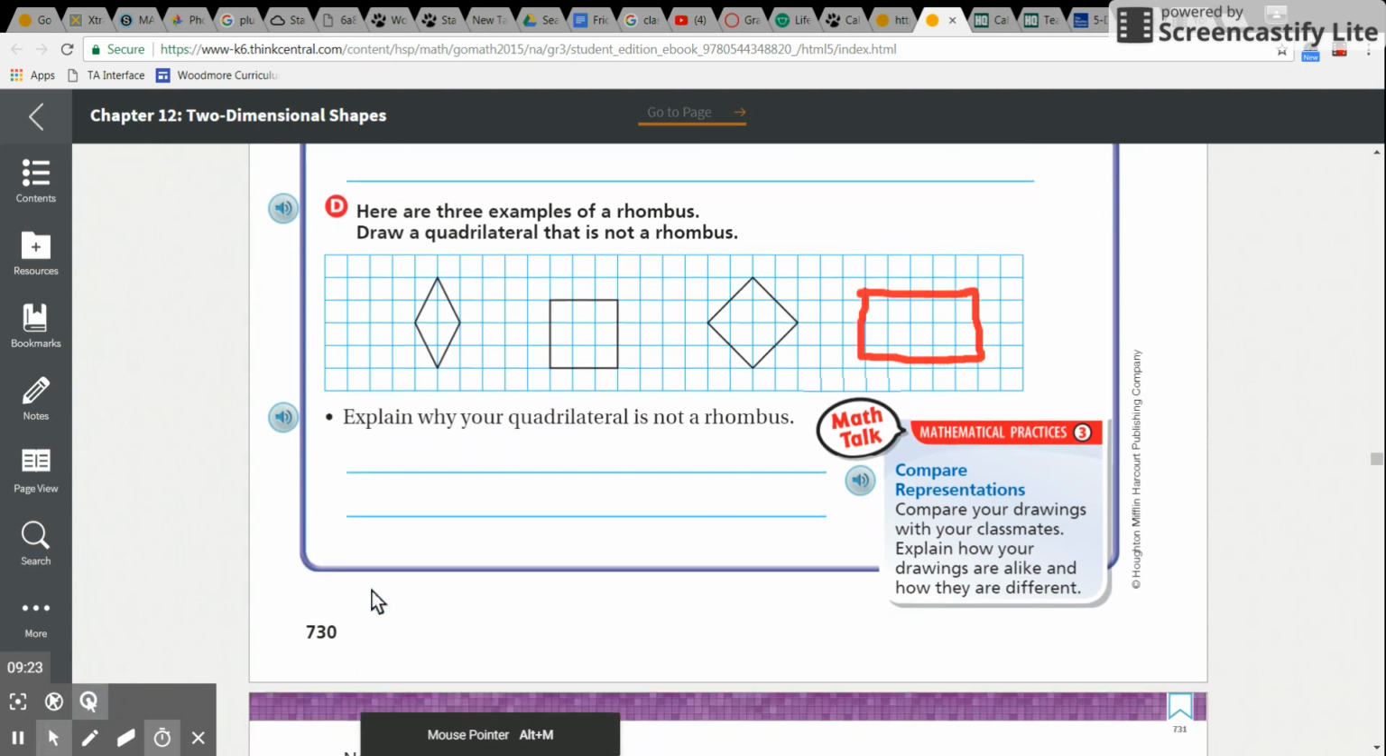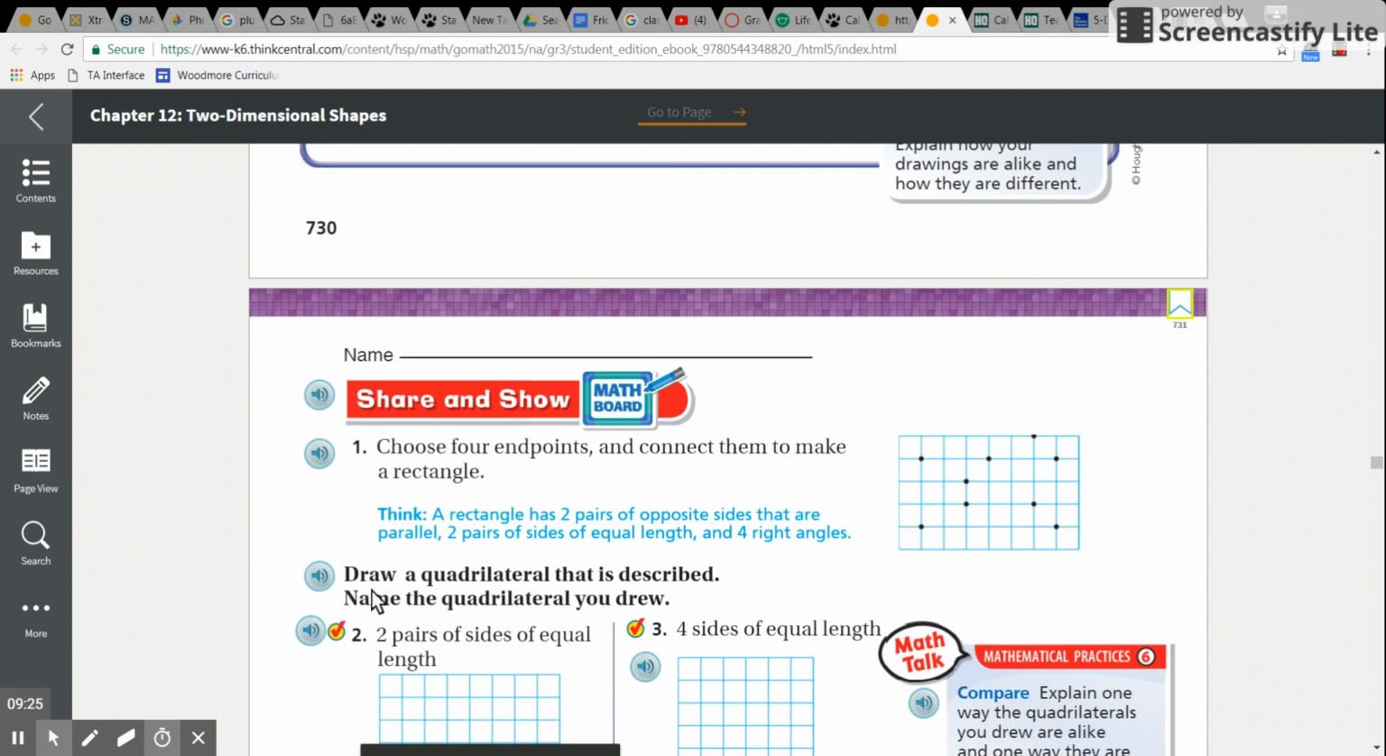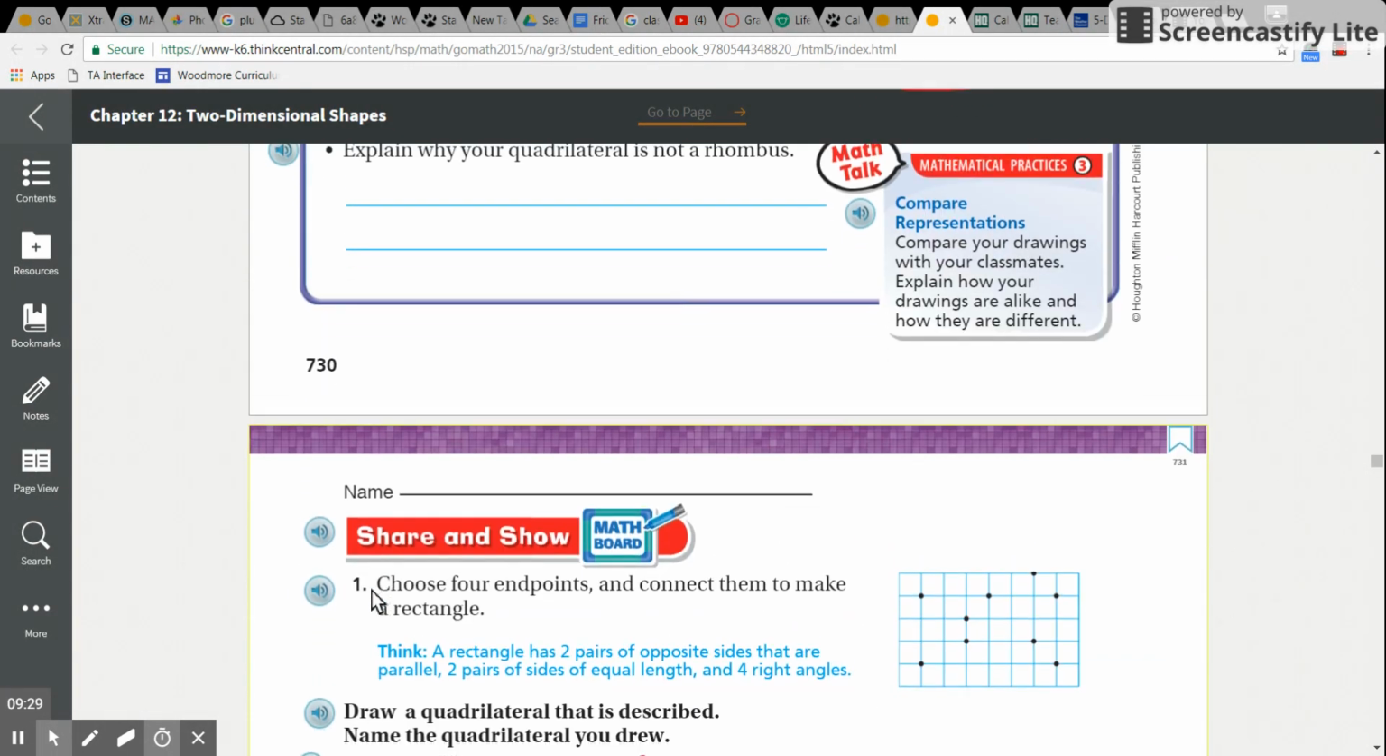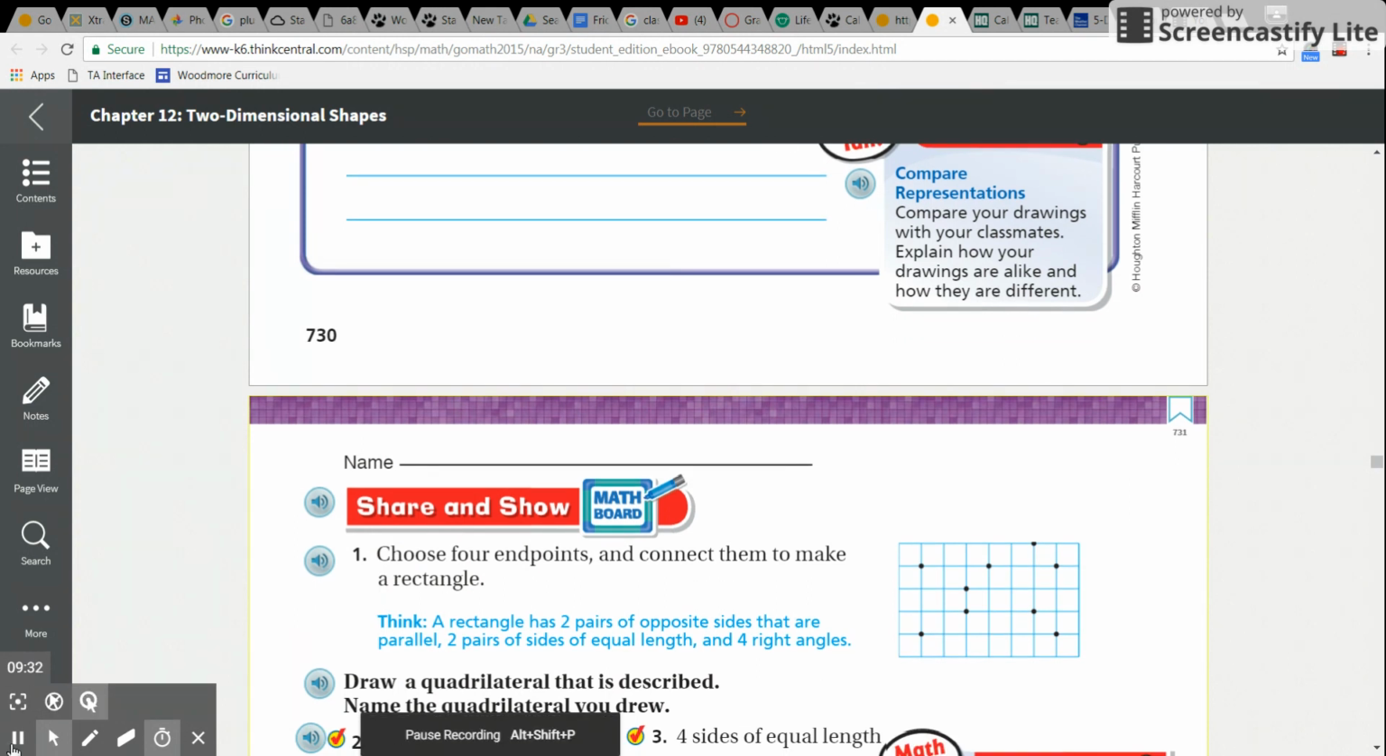This will guide us through the very beginning, and I'm going to do another screencast here, hopefully going over the share and show. All right, so hopefully you learned a little bit about how to draw your quadrilaterals and compare them to one another.